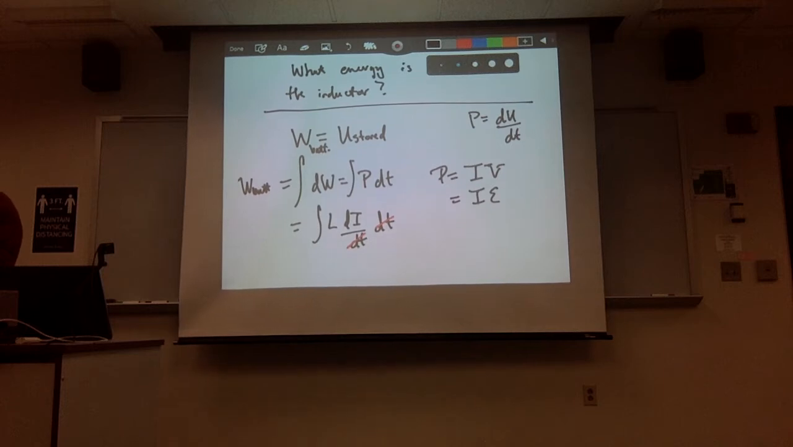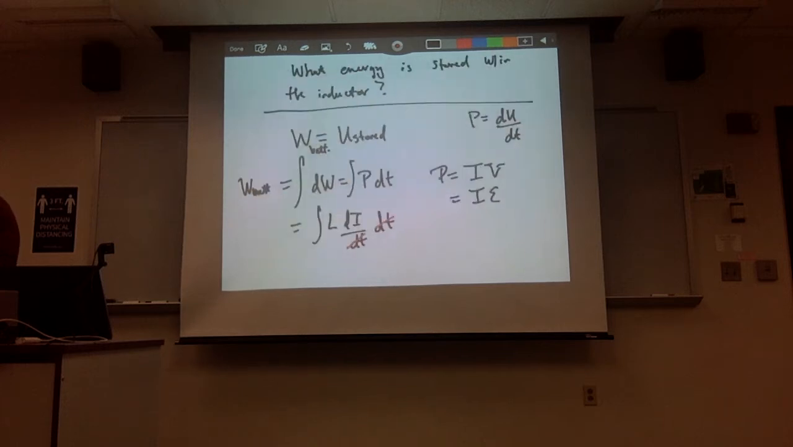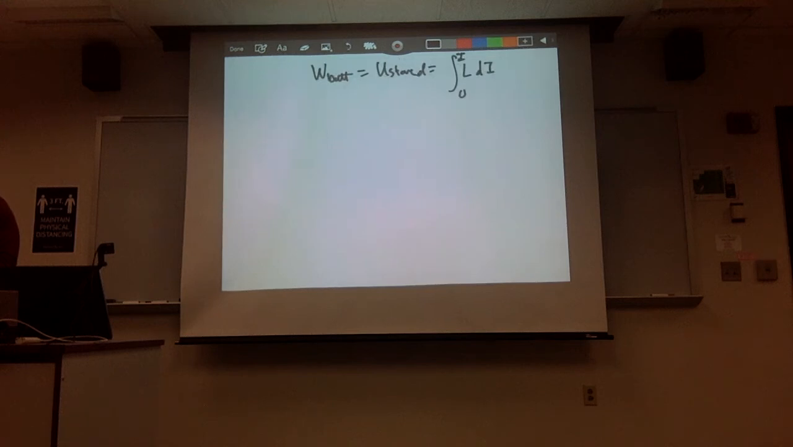So this then is going to be equal to, let me move to a new slide, the work done by the battery, which is equal to the energy being stored, which is equal to the integral of the inductance times I di, integrated from 0 to I. Oops, I forgot an I here. So there should be an I here. Sorry about that. I times L times di. There we go. Sorry, forgot to put my I there.